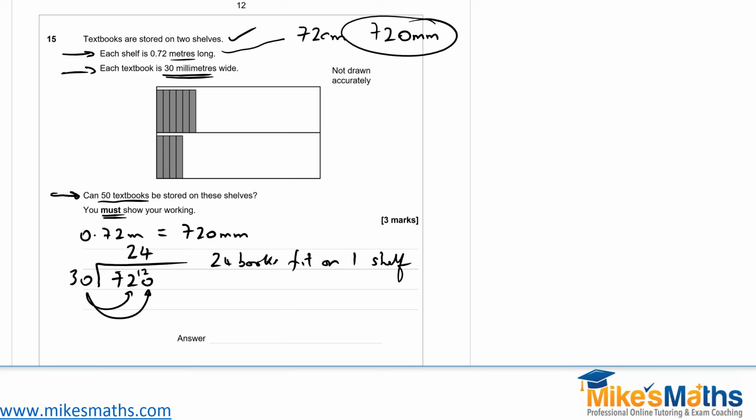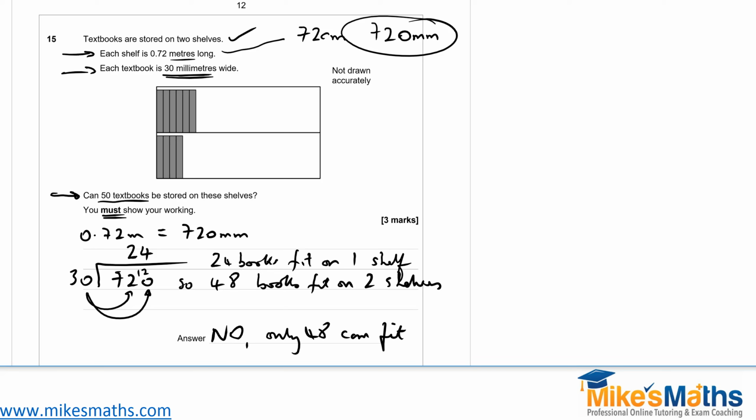Now we know we've got 2 shelves, so if I times by 2, that's going to be 48. So 48 books fit on 2 shelves. Okay, so we can put the word so in there. Now go back to the question. It says, can 50 be stored? Well, the answer is clearly no, because you can only fit 48. So the answer is no. Make that very clear. Only 48 can fit.